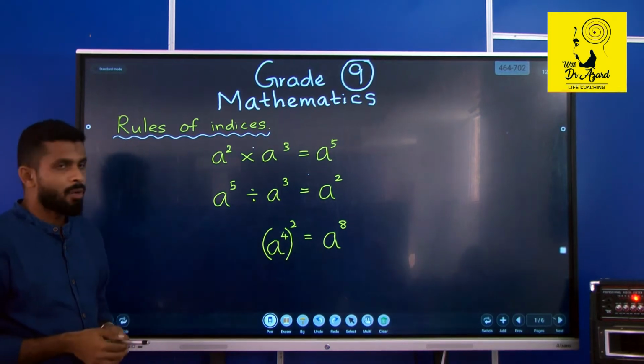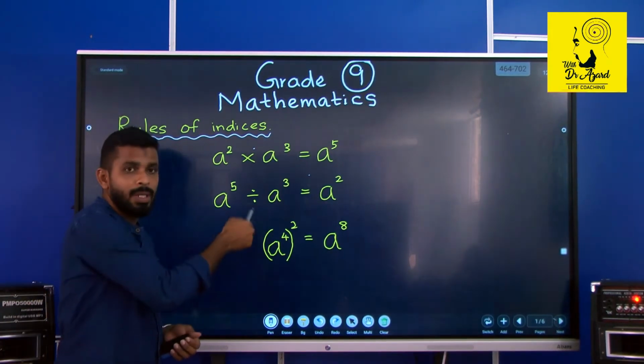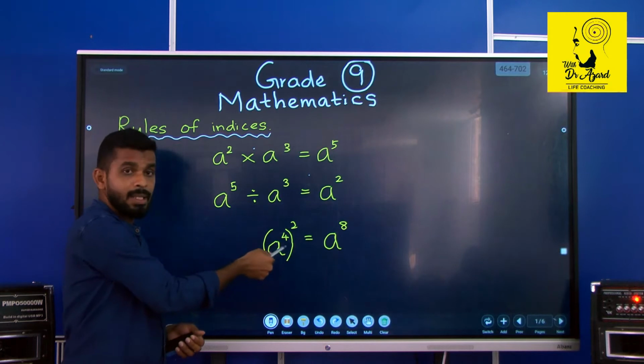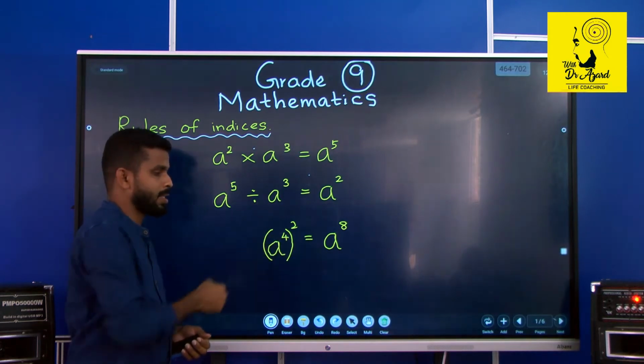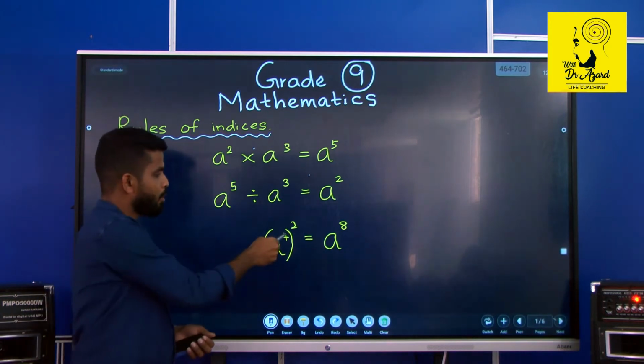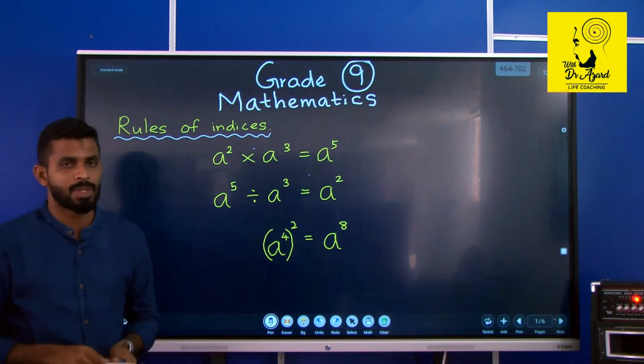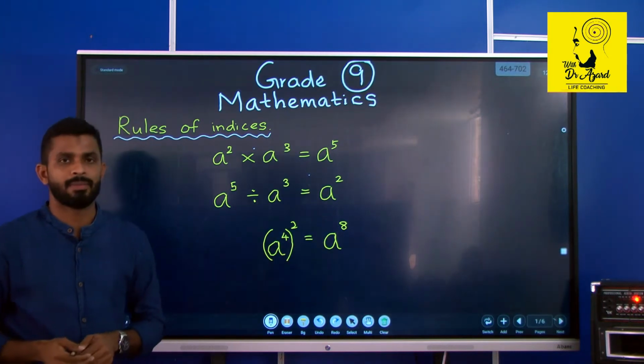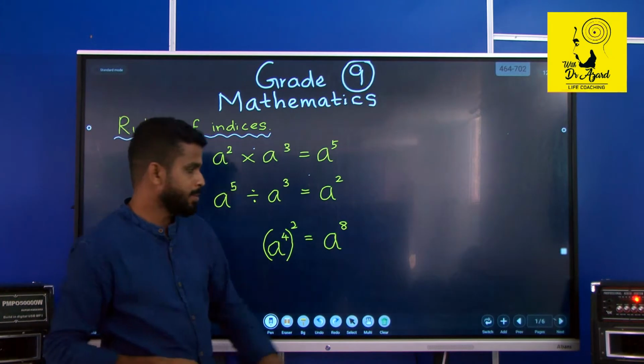See here, when you raise a power to an existing power, the indices would be multiplied together. 4 times 2, a to the power 4 times 2, therefore the answer comes as a to the power 8. Now we'll move on to the next slide.